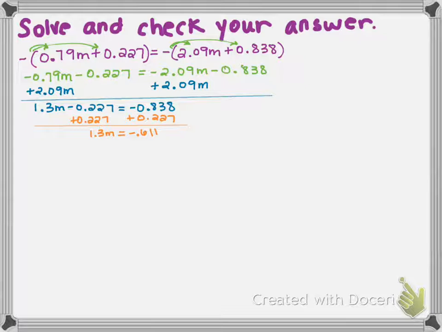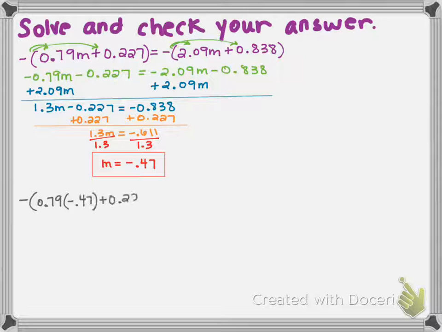I'm left with 1.3 m equals negative 0.611. And to get the m completely alone, I do have to divide by 1.3. So that means that m equals negative 0.47. Remember that if we want to check our answer, we just have to substitute it into the variable. So wherever there was an m before, I now put negative 0.47.